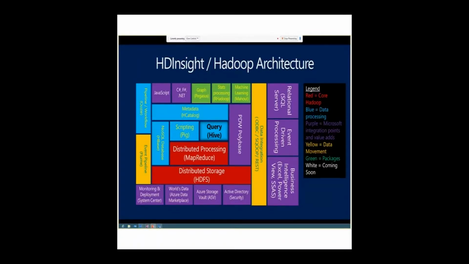Now, one of the other items here is Oozie, which is a pipeline and workflow technology. We have Flume, which is an event pipeline.